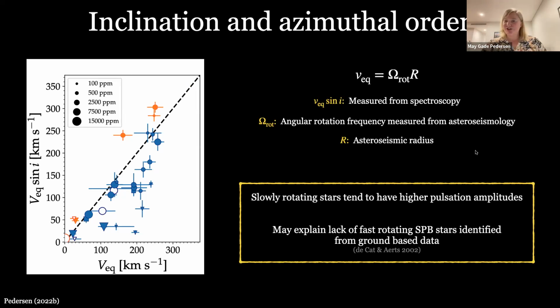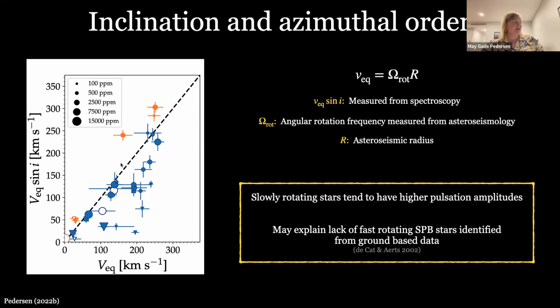For a few of the stars, no asteroseismic modeling had been done before. So in that case, the radius had previously been obtained by comparing the positions of the stars in the HR diagram with evolutionary tracks and getting the radii from such models.